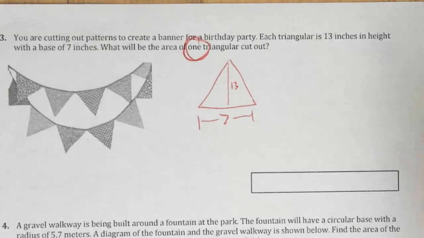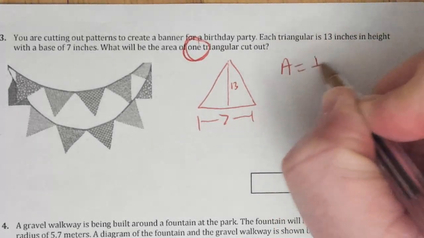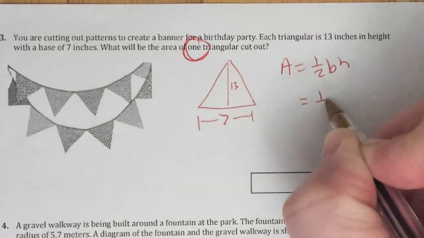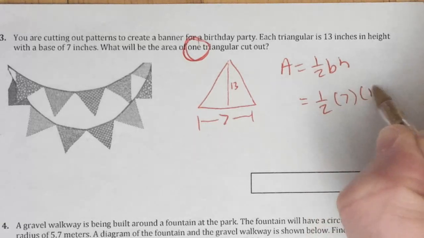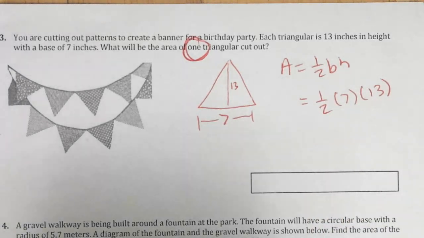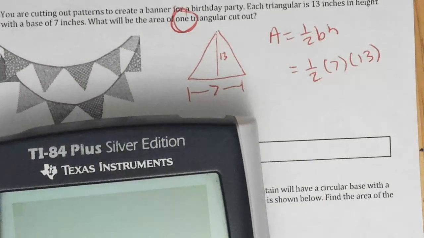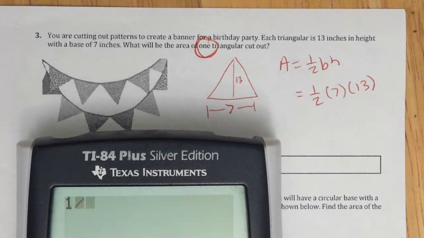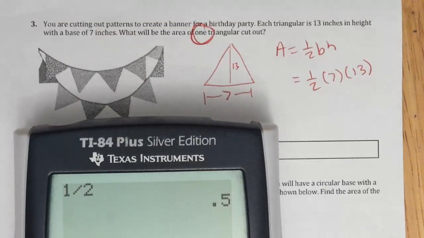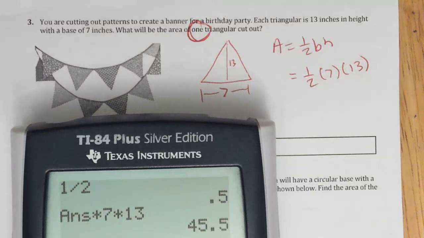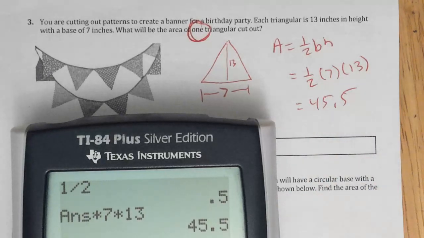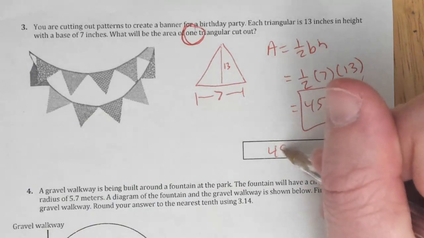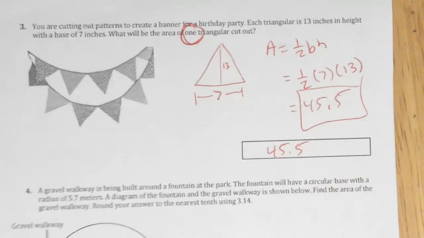All right, so, well, that's okay. Area equals 1/2 base times height. That's 1/2. The base is 7. The height is 13. So all I have to do now is put that in the calculator. So 1/2 times 7 times 13, let me pop out with 45.5. And they did not say anything about rounding, so we're done. No rounding. And that's it for that one.